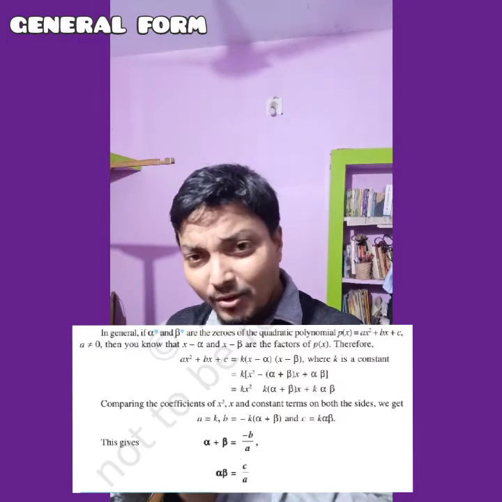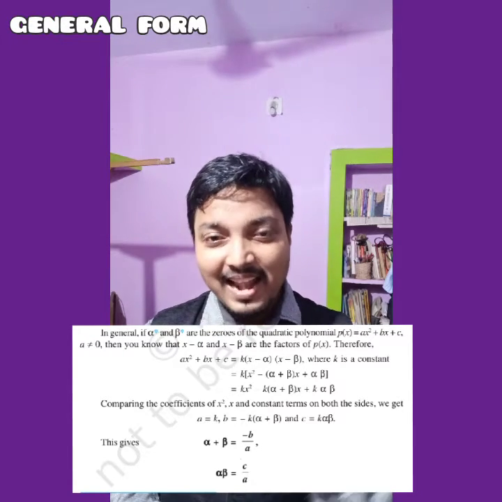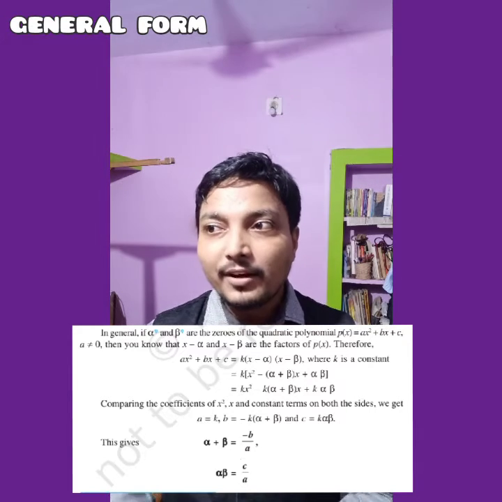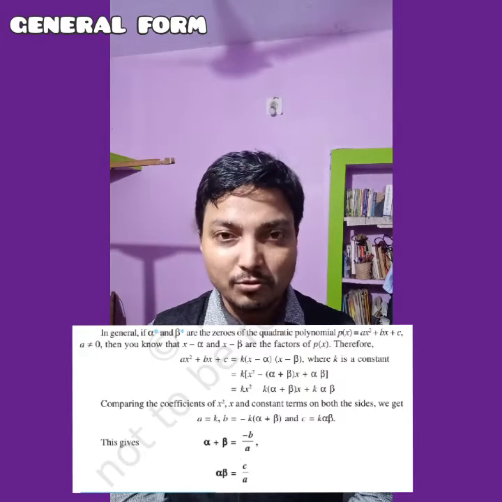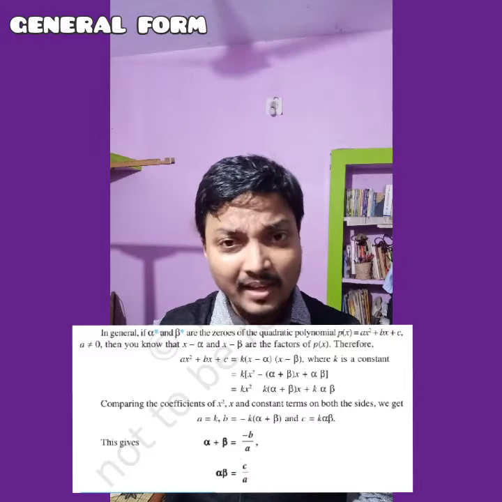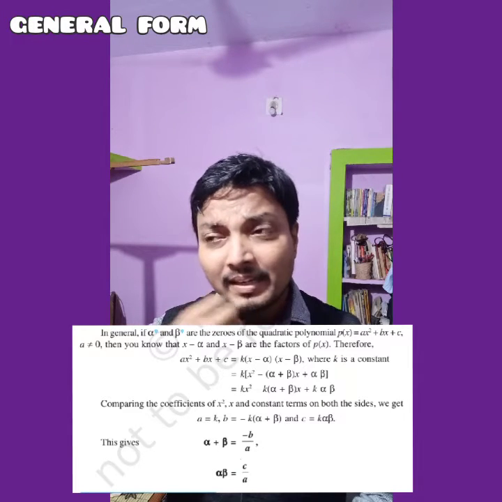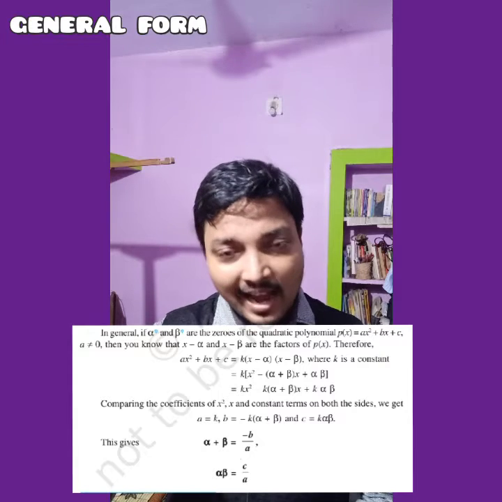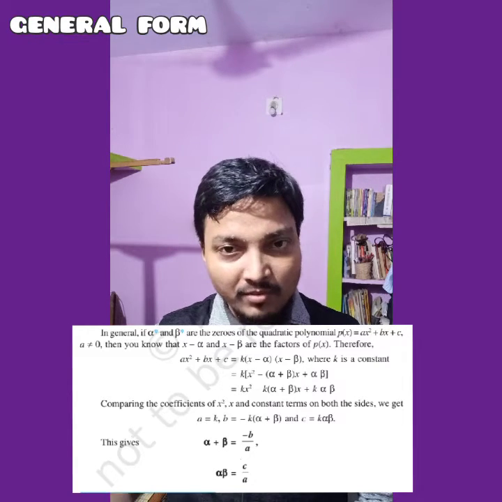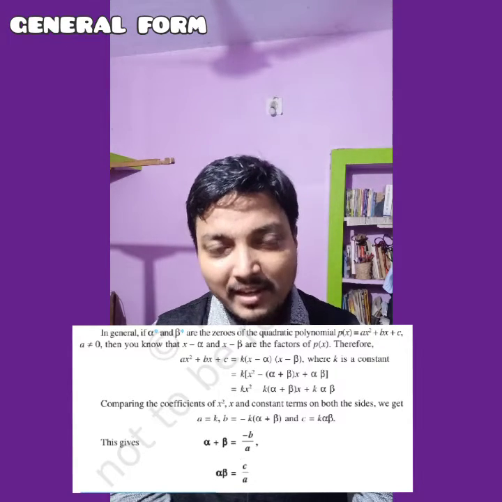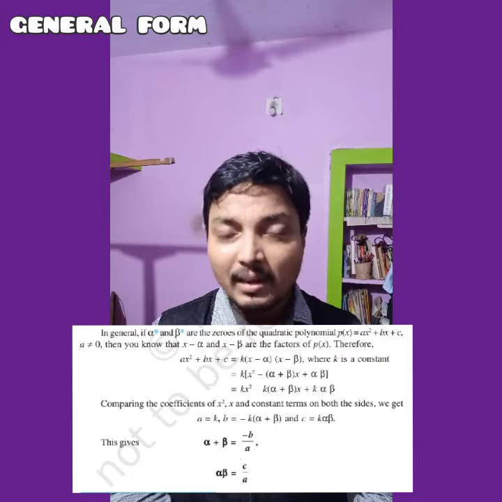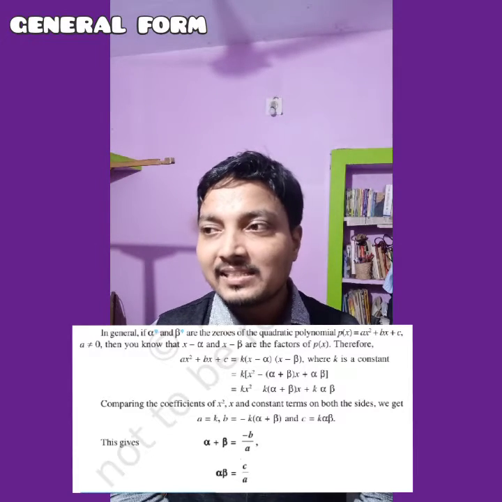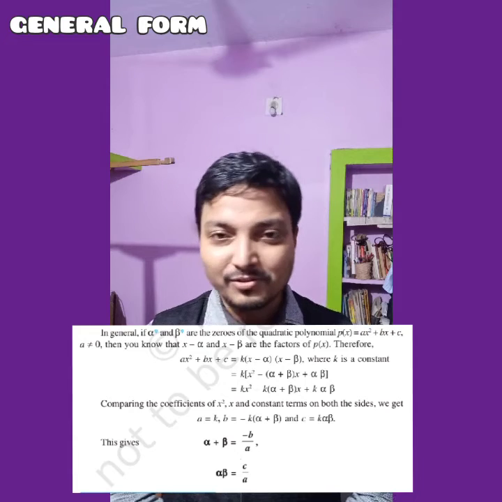Alpha and beta are two zeros. In the last class we have already learned, according to our factor theorem, that whenever alpha is a zero of the polynomial, it means x minus alpha is a factor. Alpha is a zero means x minus alpha is a factor, and beta is a zero means x minus beta is also a factor.